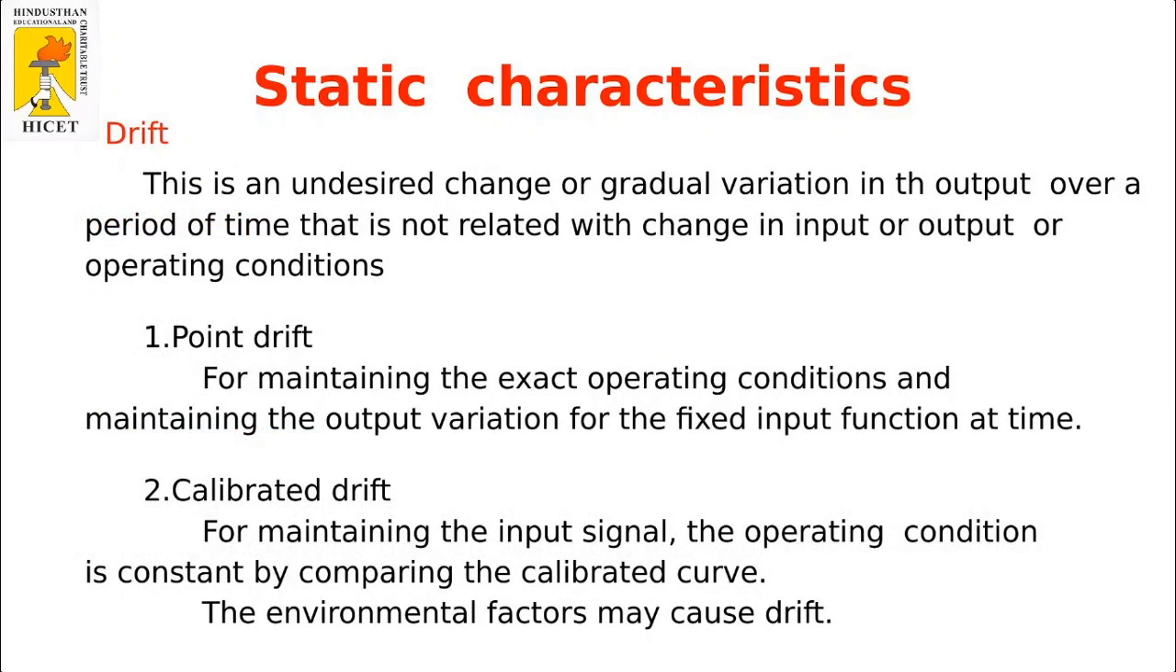Next, static characteristics. Drift: this is an undesired change or gradual variation in the output over a period of time that is not related with change in input or operating conditions. Point drift: maintaining the exact operating conditions and measuring the output variation for the fixed input at a time. Calibrated drift: maintaining the input signal and operating condition constant, by comparing with the calibrated curve. The environmental factors may cause drift.